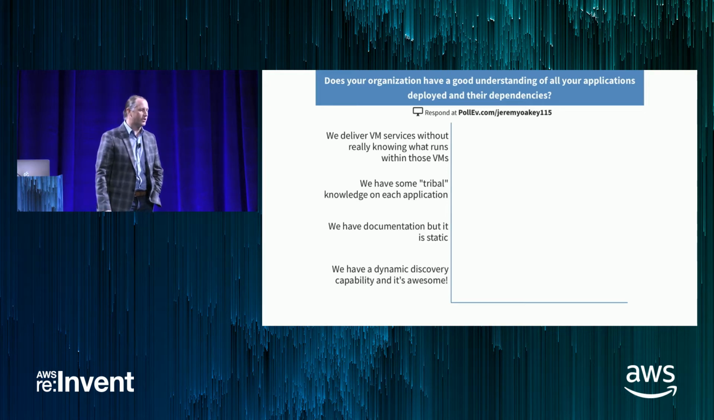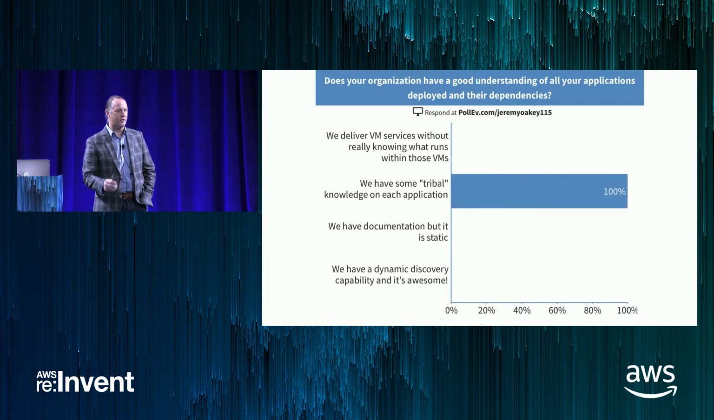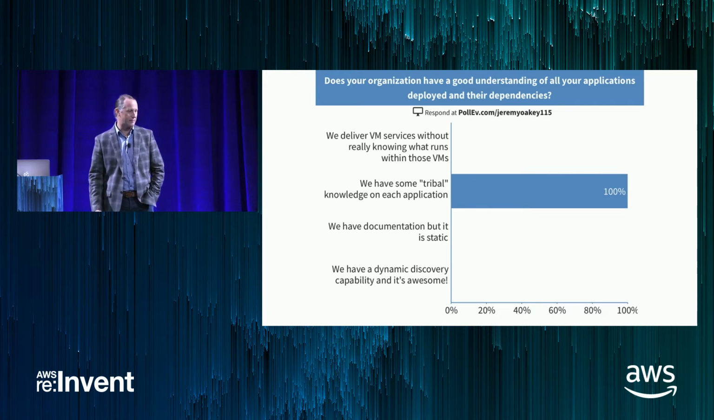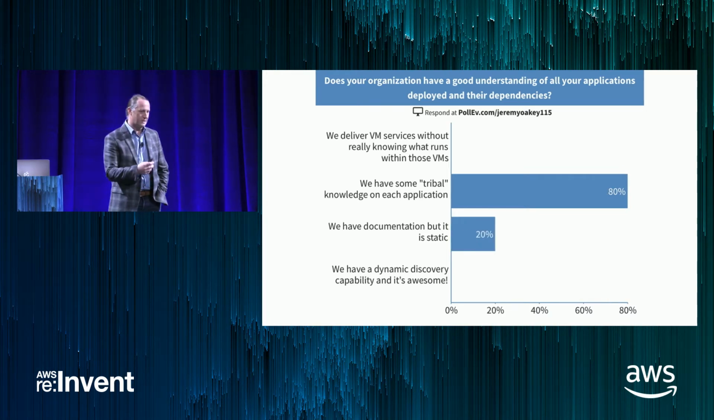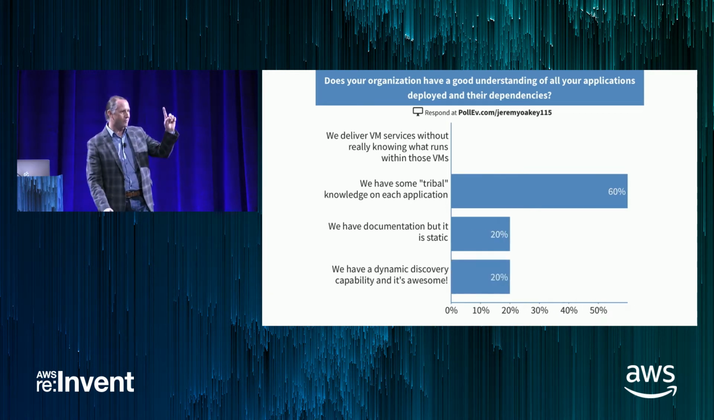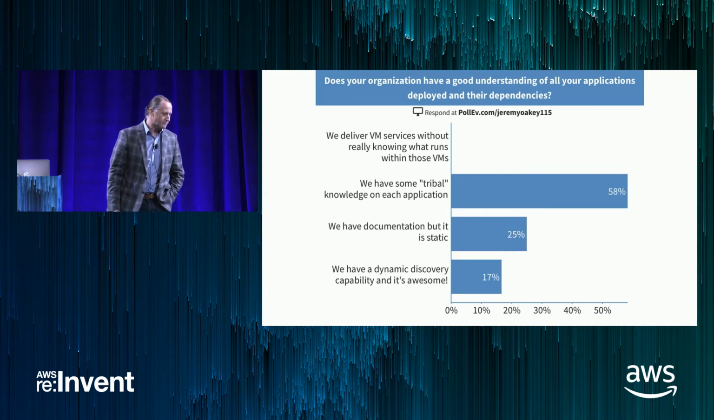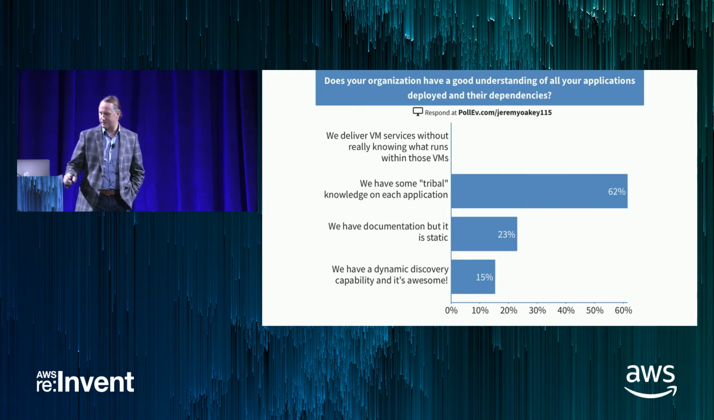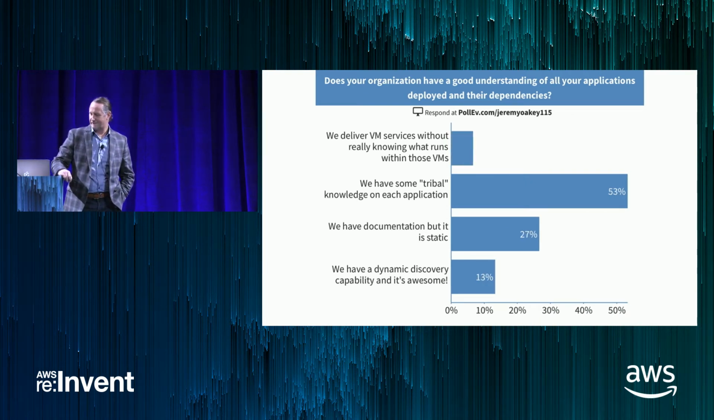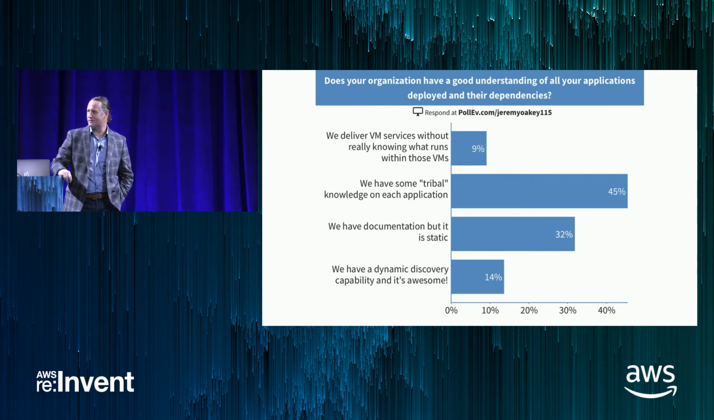Does your organization have a good understanding of all your applications deployed and their dependencies? Some of you may say, you know what, we just deliver virtual machines. Somewhere else in the business, someone actually does something with line of business applications. A lot of people, there's a smart guy in the corner who knows something about App 1, there's another guy over there who knows a lot about App 2. So give it a second for everyone to fill in. All right, see, it's anonymous. You guys can be honest. No one will know it's you.